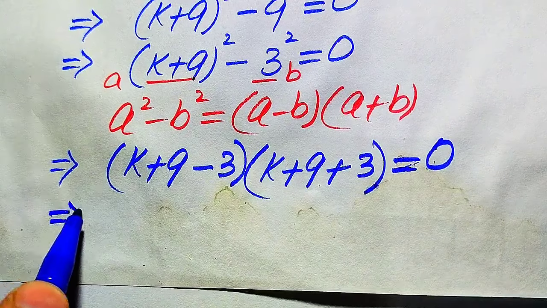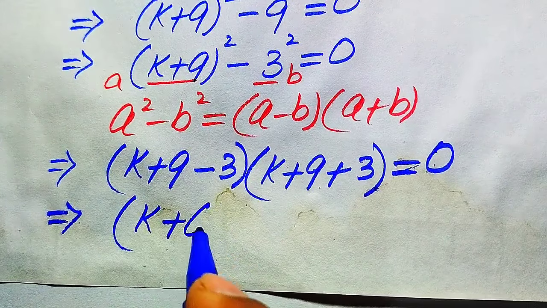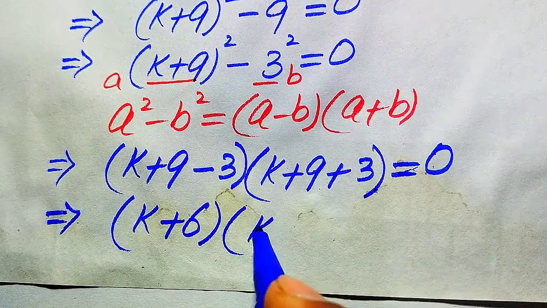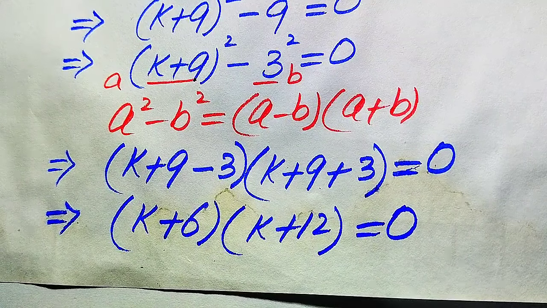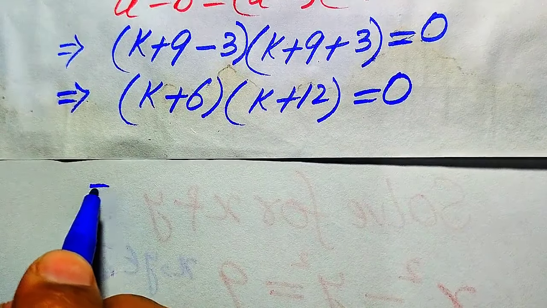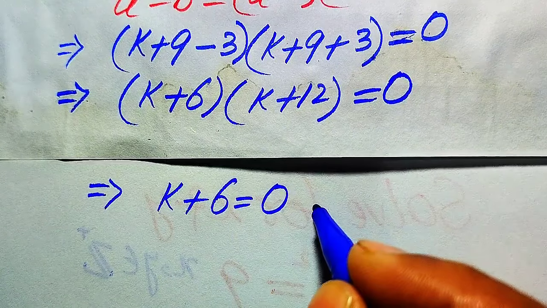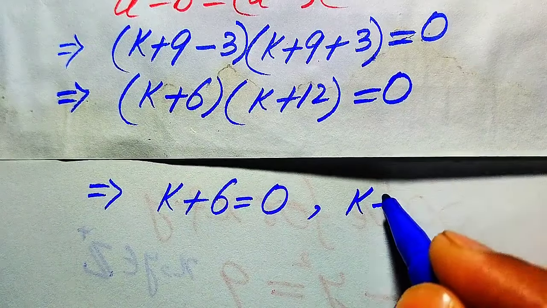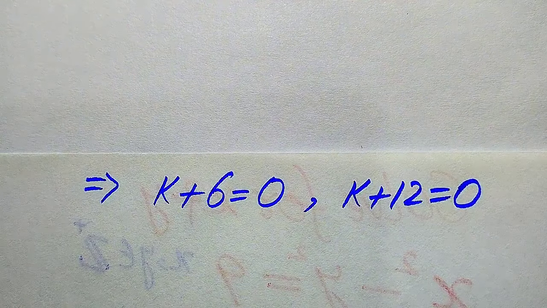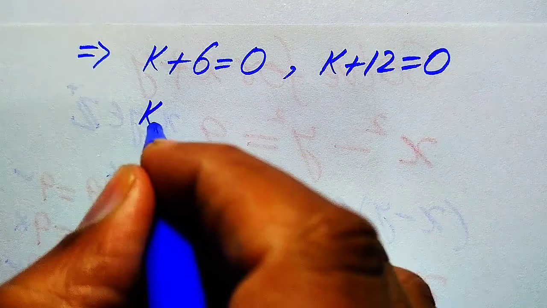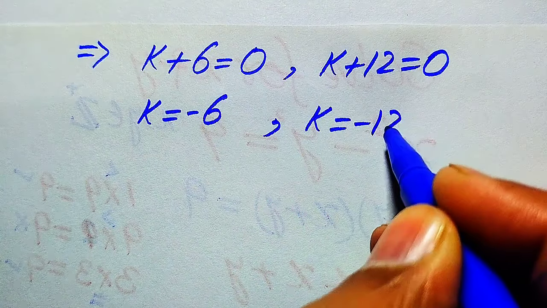And now we need more simplification, and it will be written as (k plus 9 minus 3, which becomes 6) into (9 plus 3, which becomes 12), and this whole equation is equal to 0. In the next step we again divide this equation into two cases. The first case is k plus 6 equals 0, and the second case is k plus 12 equals 0. So here we again get the value of k equals minus 6. From here we get the value of k equals minus 12.